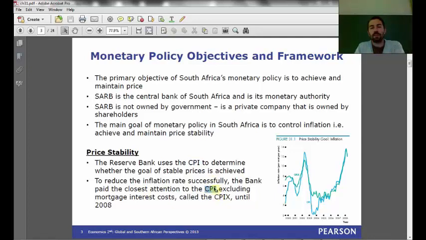And in fact, the CPI used to be called the CPIX. That was what the Reserve Bank looked at until 2008, and then it changed from CPIX to CPI. CPIX means CPI excluding mortgage interest rates, but for statistical and other reasons, they stopped looking at that measure of inflation and just measured CPI.